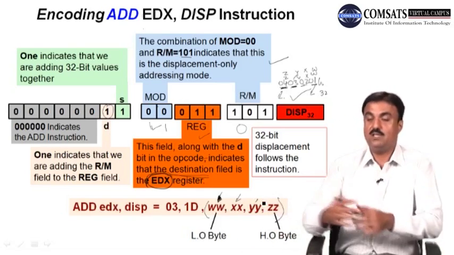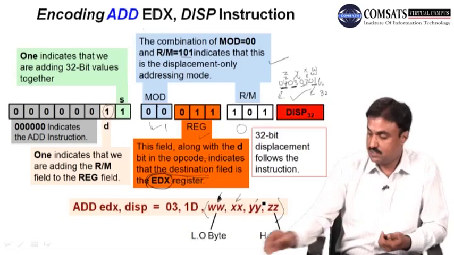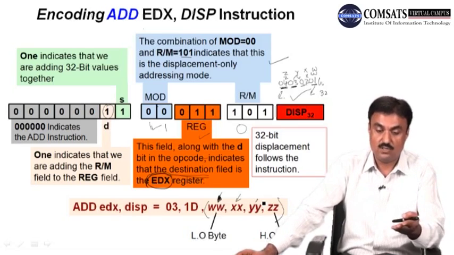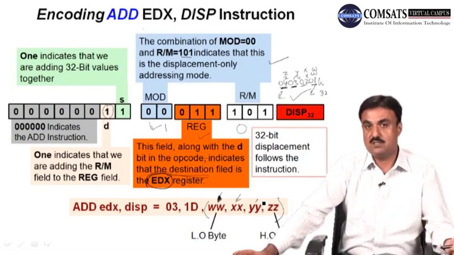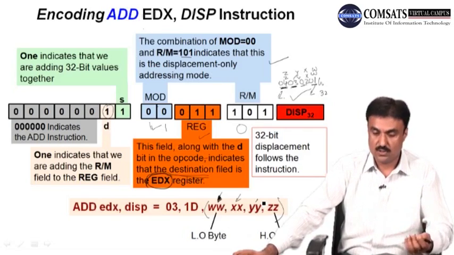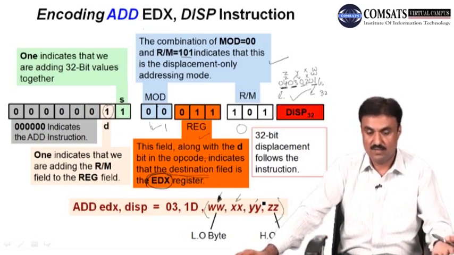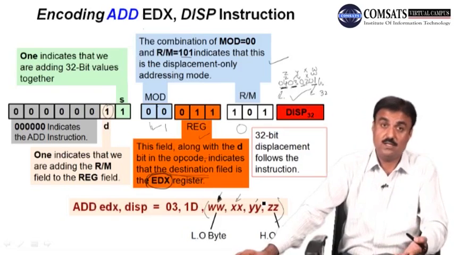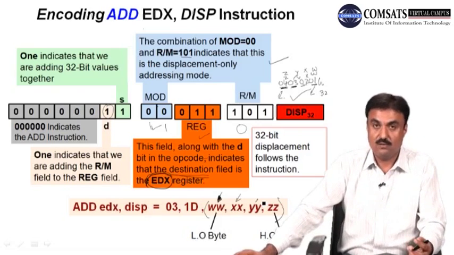So it will be shown in this way if you are using the displacement addressing mode, or displacement-only addressing mode, with the ADD instruction. Whatever the instruction, for ADD it is 0, 0, 0, 0, and so on, and other instructions have different opcodes. The MOV instruction has a different opcode, the SUB instruction has a different opcode, and so on. So you can use any instruction, the rest will remain the same, however the opcode field will differ. Whether that instruction uses the register addressing mode or the displacement addressing mode, the rest will be the same, however the first opcode will be different.